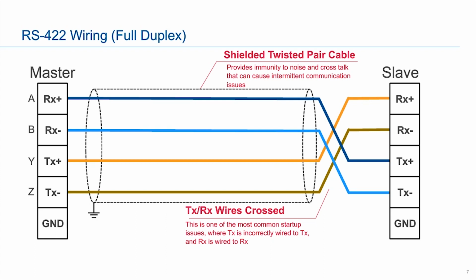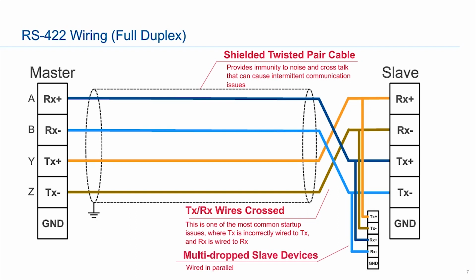Now, sometimes you'll see a different way of marking the terminals. Instead of RX and TX, you can see A, B, Y, and Z. A is the receive on the master. B is the negative receive on the master. Y and Z is for the transmission lines. 422 is a multi-dropped protocol, so you can connect multiple devices to this link, and all those multiple slave devices are connected in parallel. So that's RS-422 wiring.